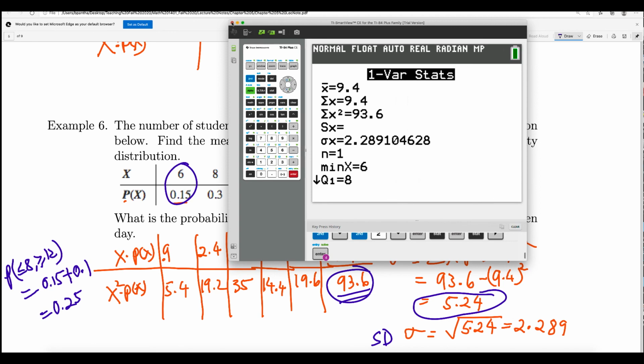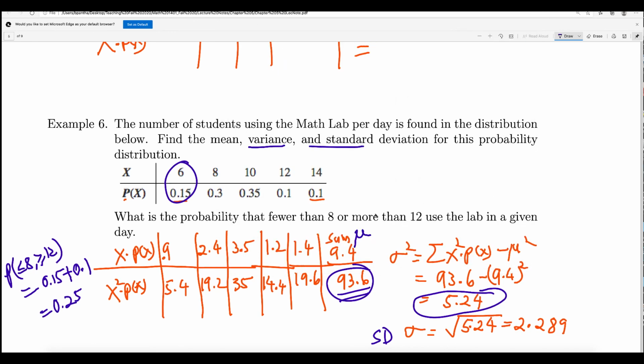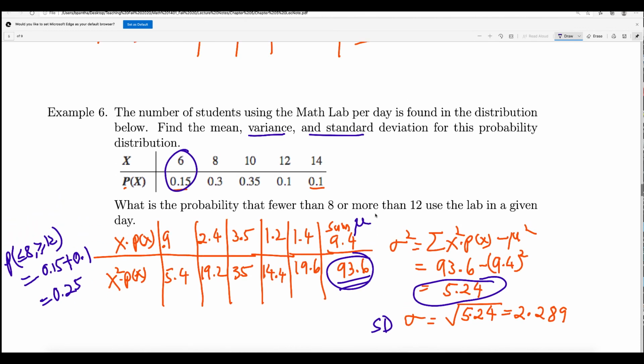Okay guys, so this is how you find the mean and standard deviation using the calculator.